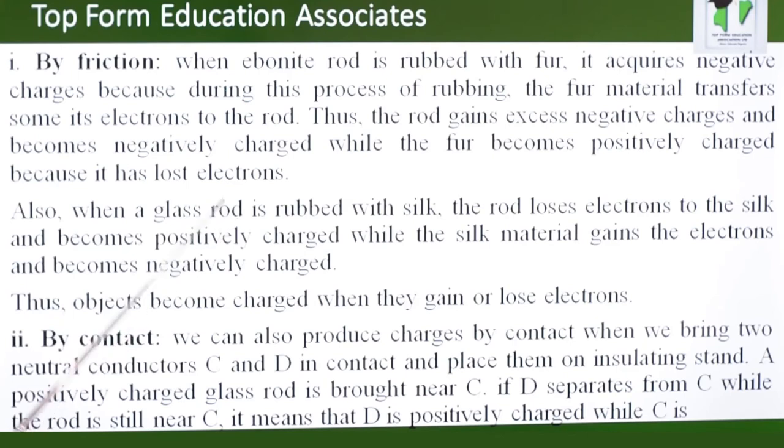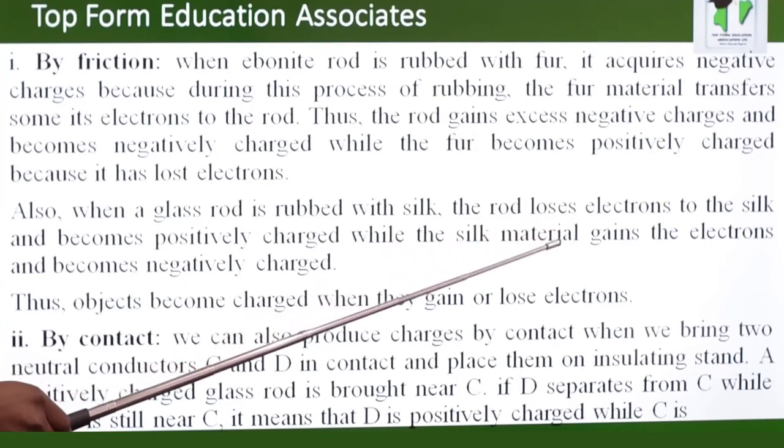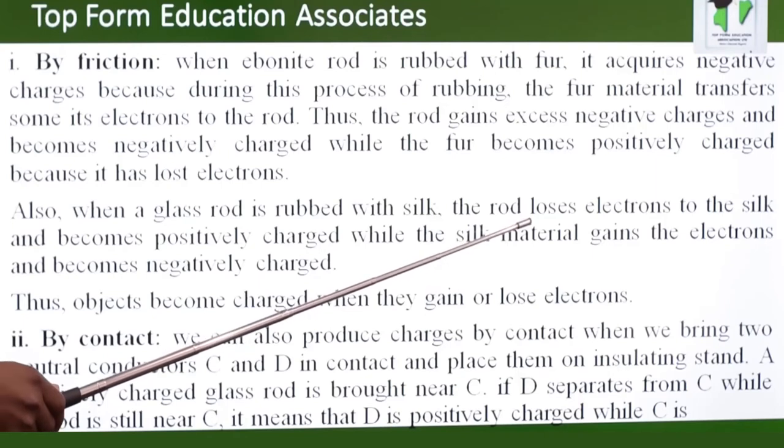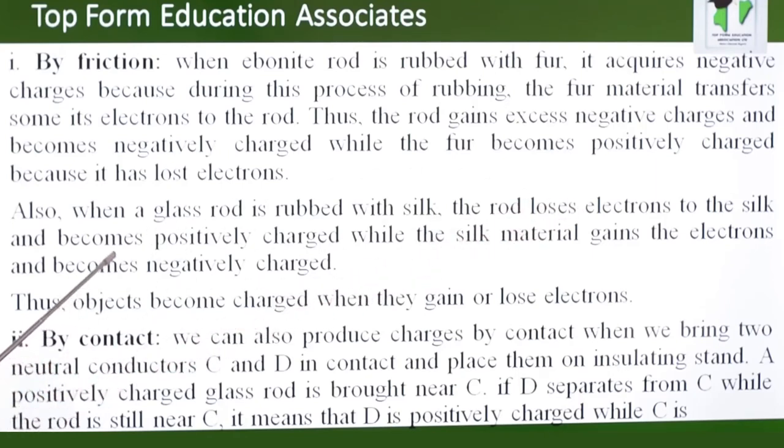Also, when a glass rod, ordinary glass material, is rubbed with silk, the material you wear, the rod loses electrons to the silk and becomes positively charged. When a glass rod is rubbed with silk, the rod loses what? Electrons to the silk and becomes positively what? Charged. While the silk material gains the electrons and becomes what? Negatively charged. So in this one, when you rub the ebonite rod with fur, the ebonite rod gains excess electrons and becomes negatively charged.